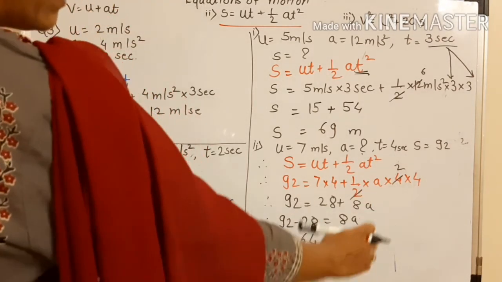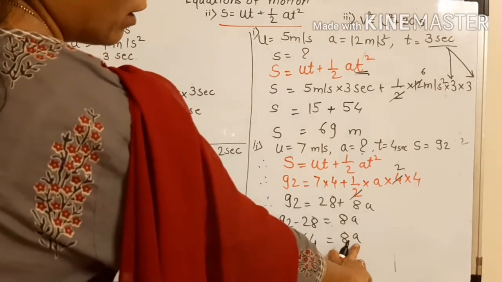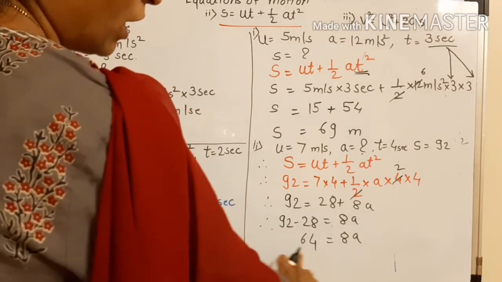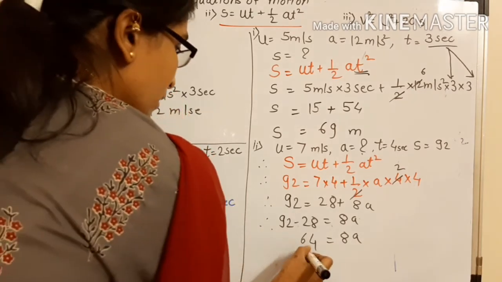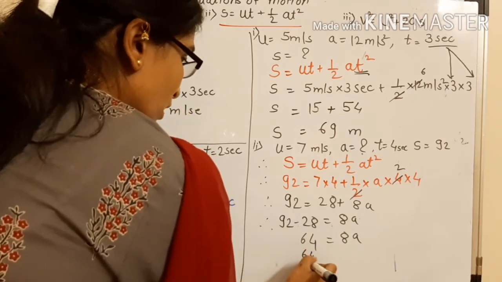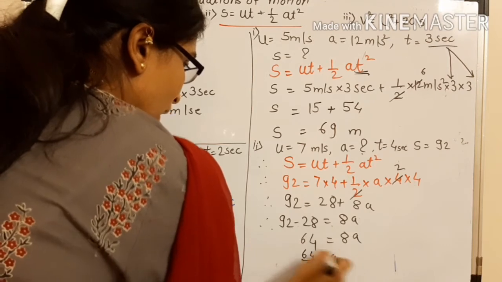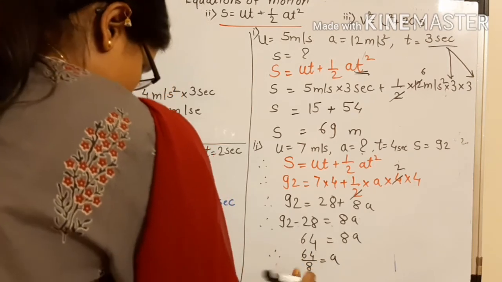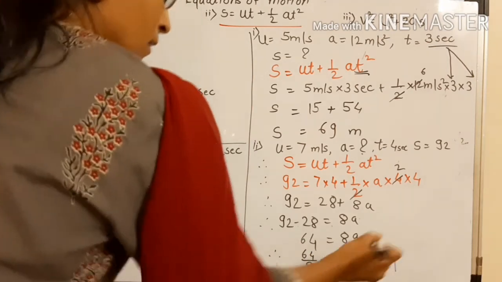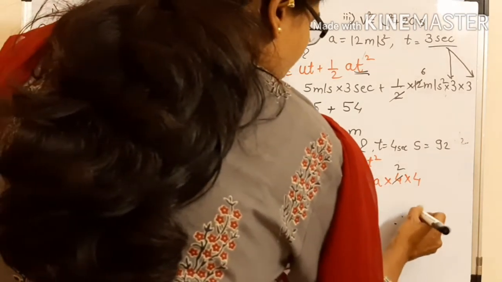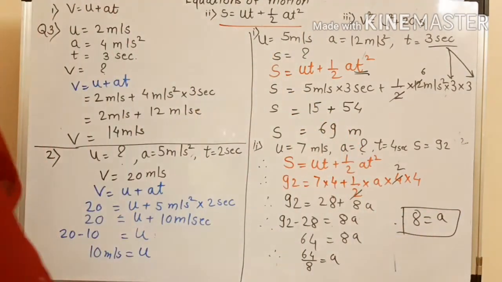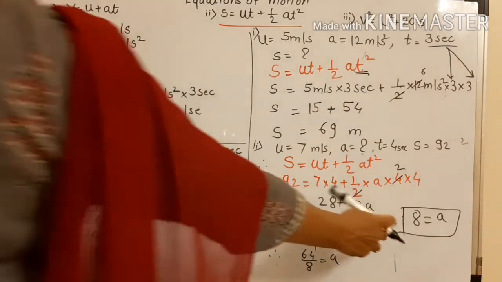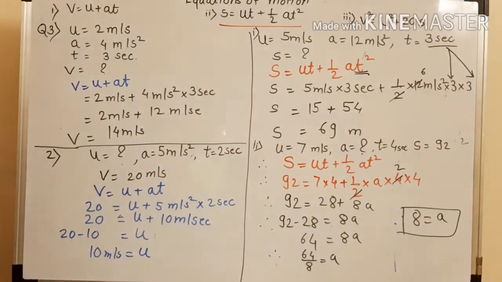Now on the right hand side we have to find the value of a. Take this 8 to the left hand side. It is multiplication here, so this 8 will become divide. 64 divided by 8 is equal to a. Therefore the answer is 8. Acceleration is equal to 8.